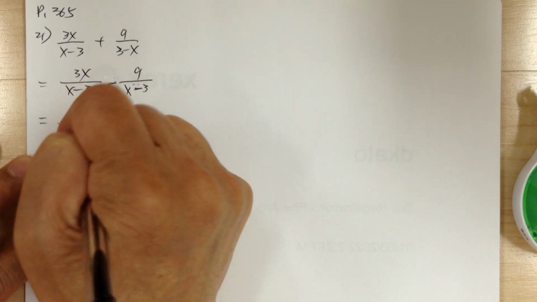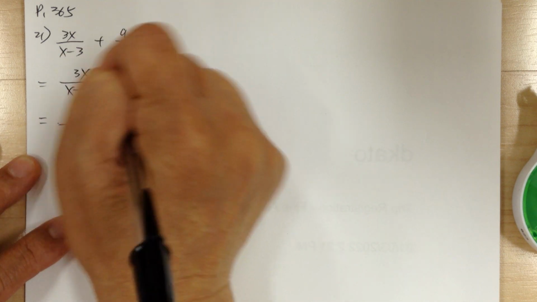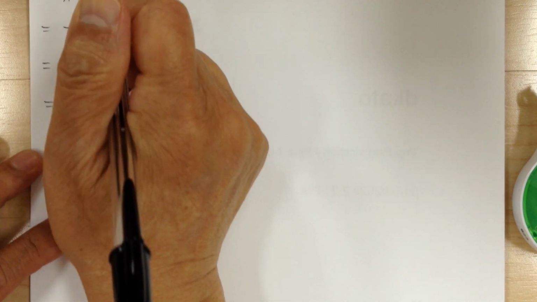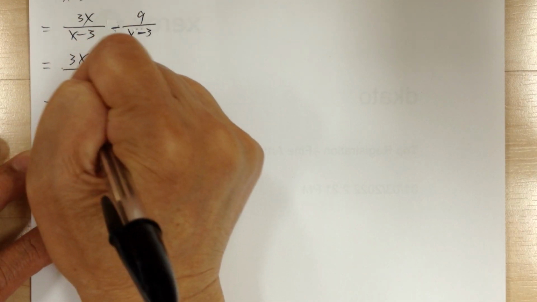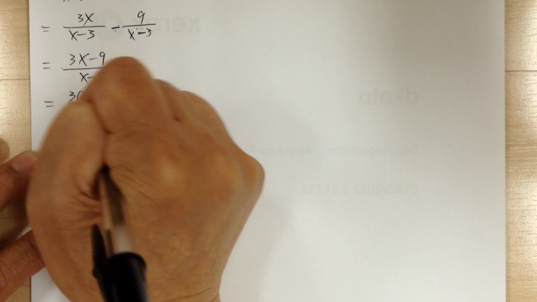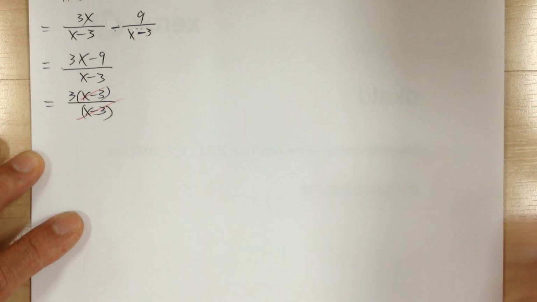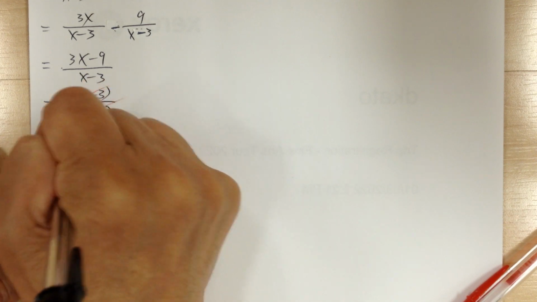So when you combine this together, you get 3x minus 9. Then after that, you have to do the factoring to check if you can cancel anything out. So you can factor out the 3, so it'd be 3 times x minus 3 over x minus 3. And so this is kind of nice because this can cancel out. So you got x equal to 3.